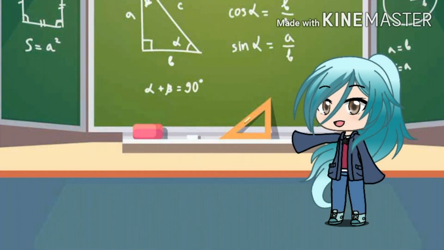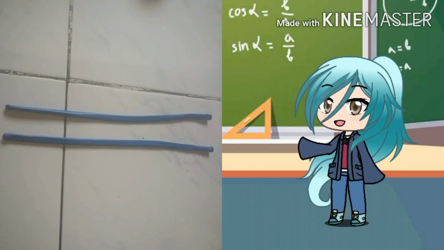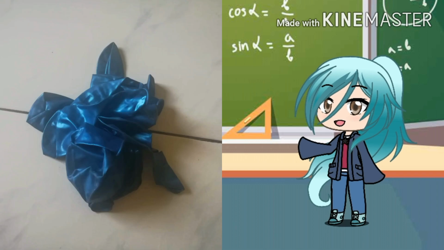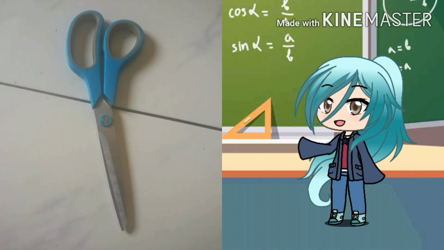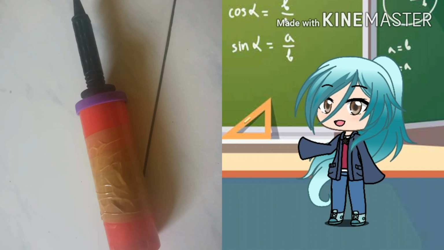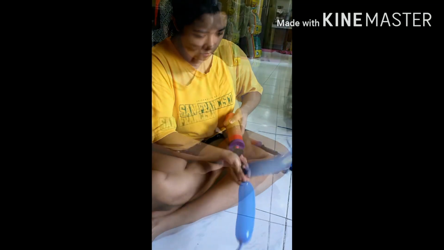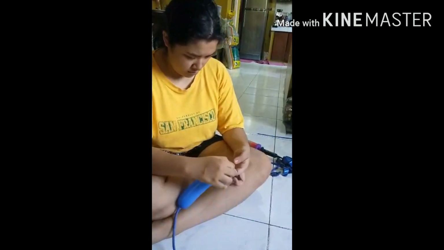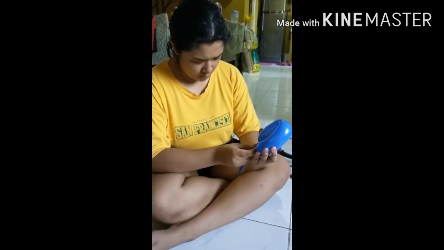These are the materials I will be using for the project. First, two long balloons, eight circle balloons, nylon thread, scissors, and an air pump. I pump all of the balloons, the long and the circle ones, and knot them all together.